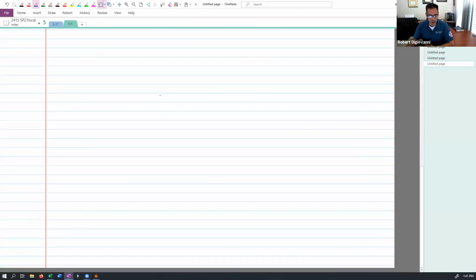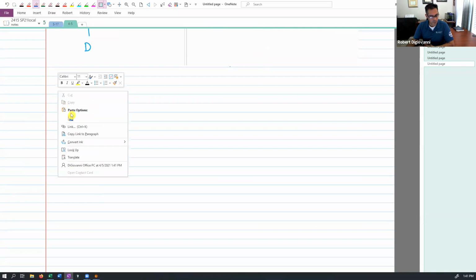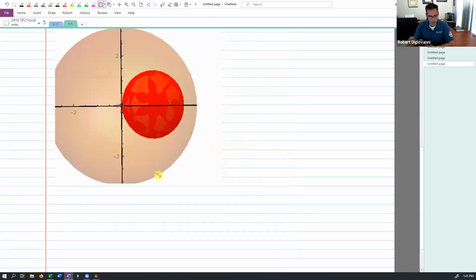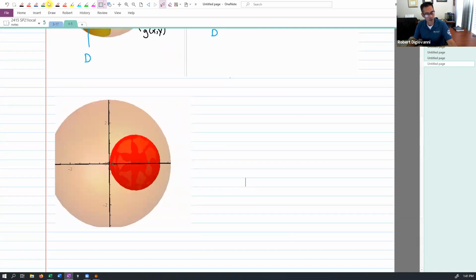So talking about domain right now. Okay, my domain D here. Well, I'd like that to be in polar, right? I'd really like to convert that to polar. It's perfect for polar, right? You wouldn't want to do that in Cartesian because it's not a type 1 or a type 2, and it's definitely not a rectangle.